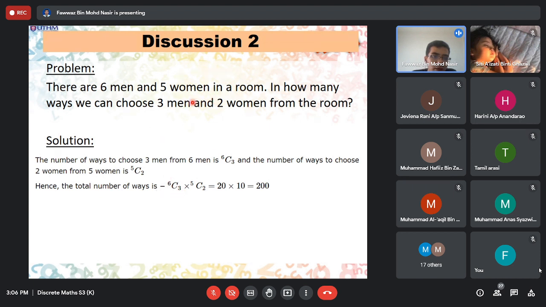Okay, the number of ways to choose women is 5C2. Okay, so dalam this case sebab dia "and" dekat sini kan, so kita pakai product rule. So you get 20 ways times 10 ways, okay, equals to 100 ways to select 3 men and 2 women from this number of men and women. Okay.